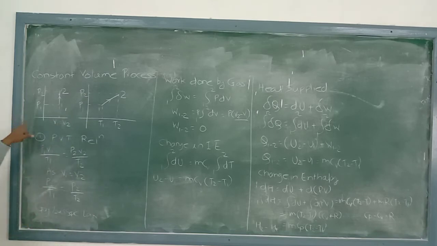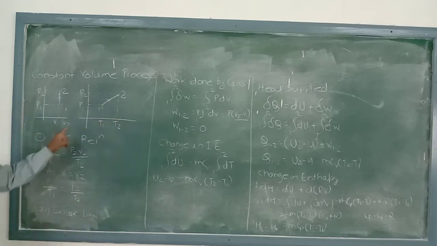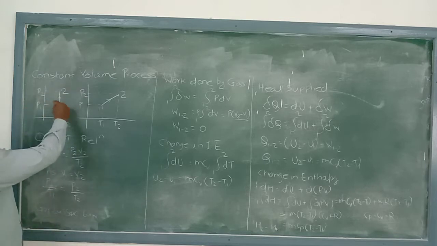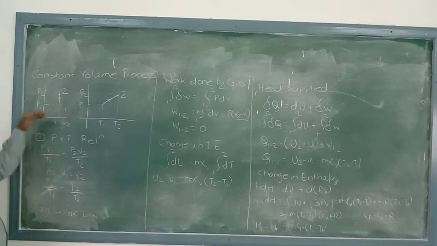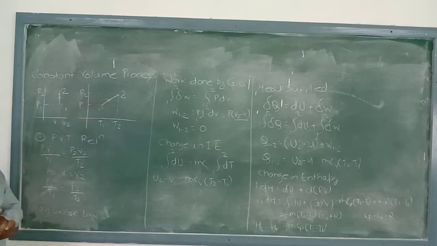In the PV plot, on the y-axis we have plotted volume, and on the x-axis we have plotted the pressure. In the same way, on the PT plot we have plotted temperature on the x-axis and pressure on the y-axis. Now in this constant volume process, the pressure is increasing. In the same way, as the pressure increases, we find that the temperature is also increasing.